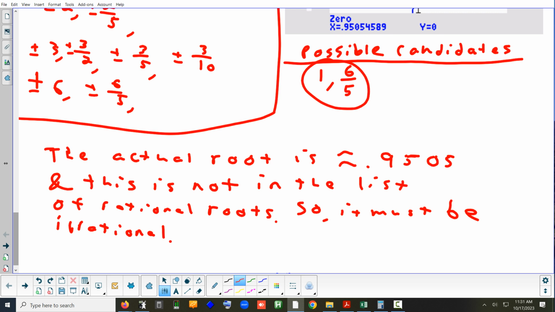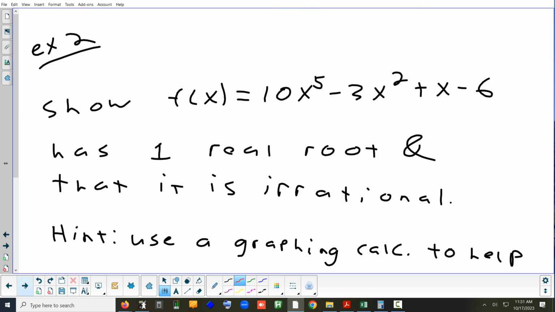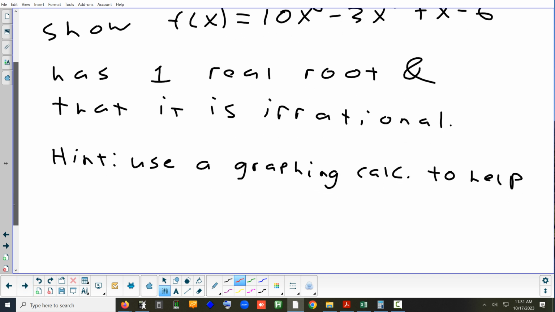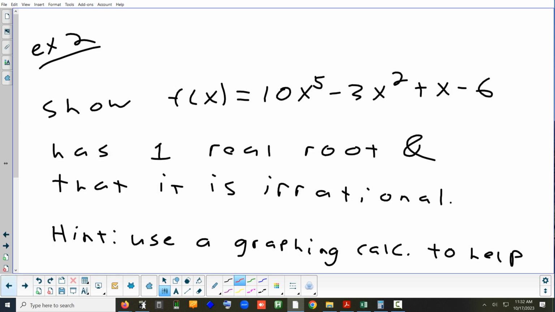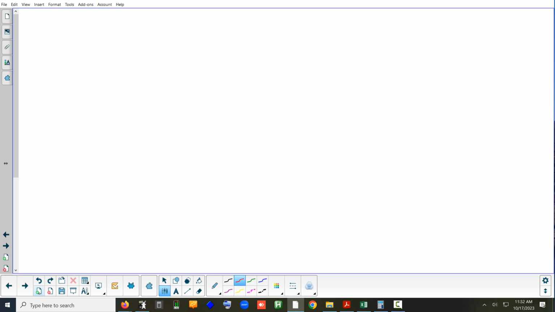So we really just did 2 examples. The next one was to show that the root was irrational and use a graphing calculator. We just did that. That was example 2. Let's try one more. I don't want to go through the whole thing, just listing the P's and Q's. Let's say we had 3x squared plus 2x plus 4.